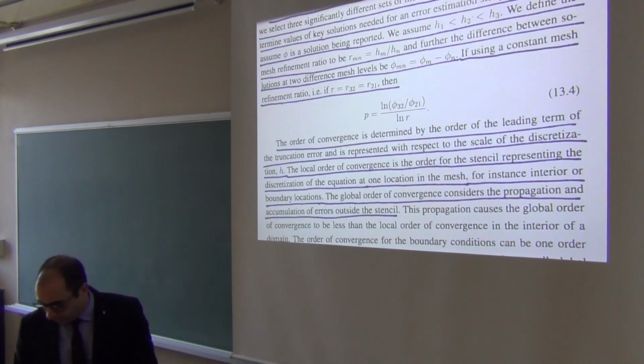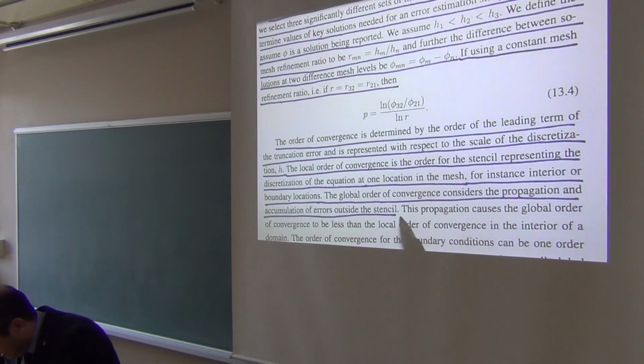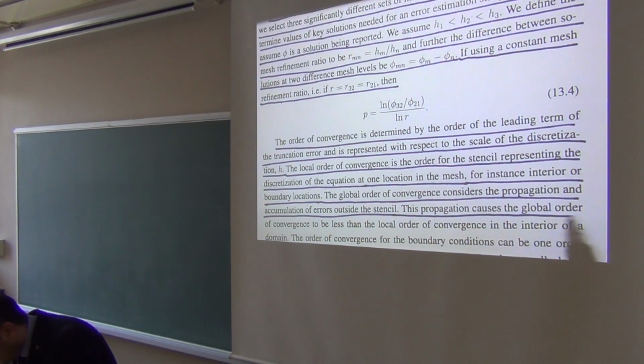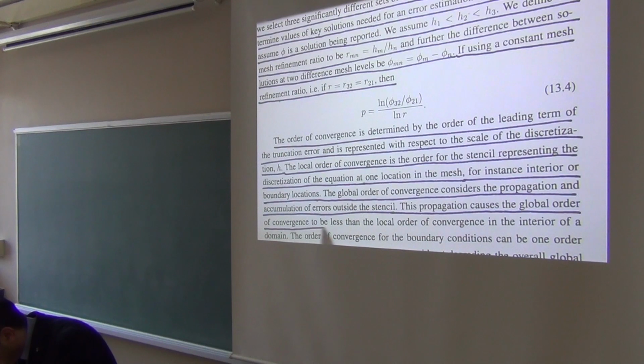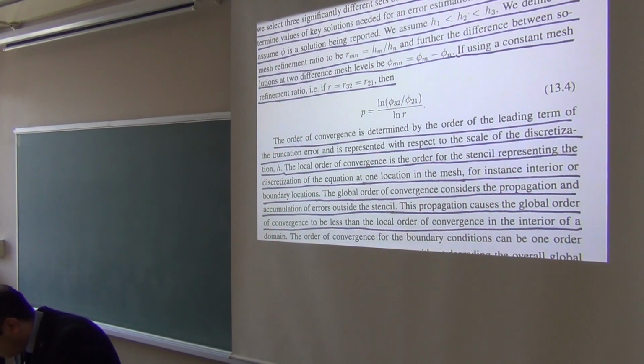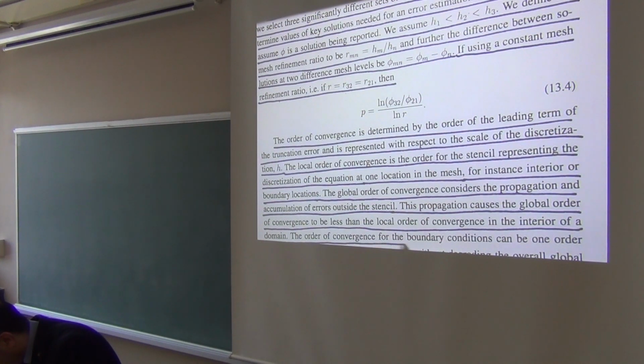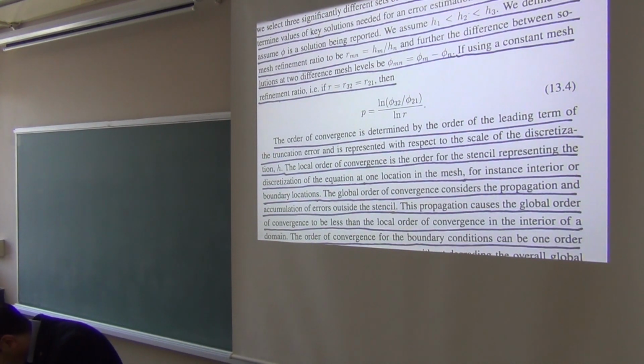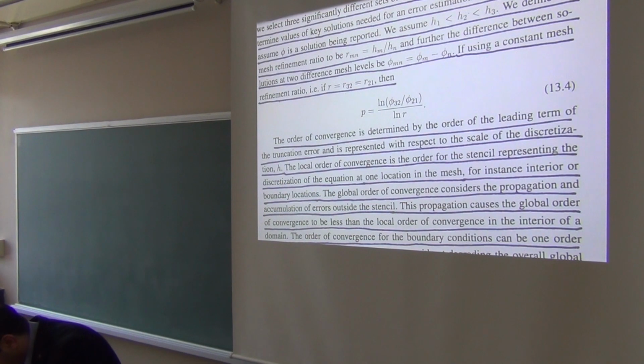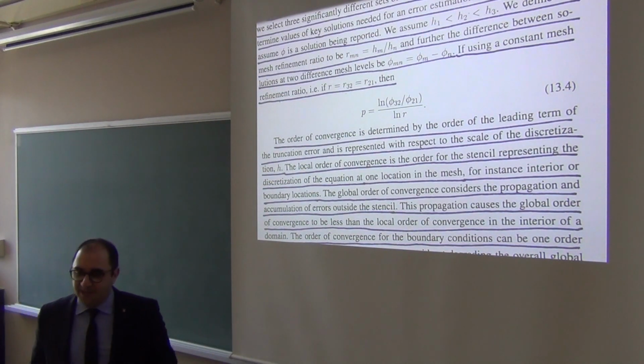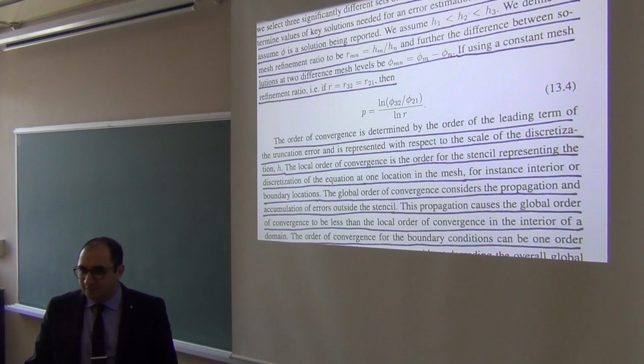It's a very technical sentence. This sort of propagation causes the global order of convergence to be less than the local order of convergence. The order of convergence for the boundary condition can usually be 1 order lower than the interior. However, without degrading the overall global convergence significantly. Can anybody explain why?